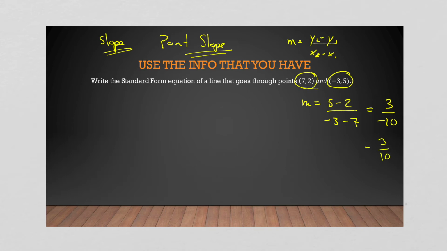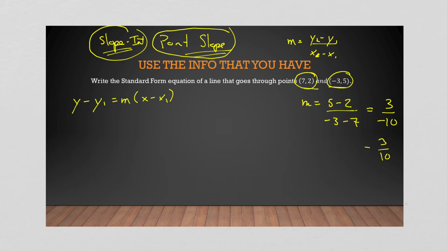So that's my slope. So now I have a slope, so I can use slope-intercept form, or I can use point-slope form. It doesn't matter which one you use. I'm going to use point-slope just because I don't like having to solve for my y-intercept after the fact. So let's use this one. And you can pick either point. I'm going to pick (negative 3, 5), but it doesn't matter. You can use either one.